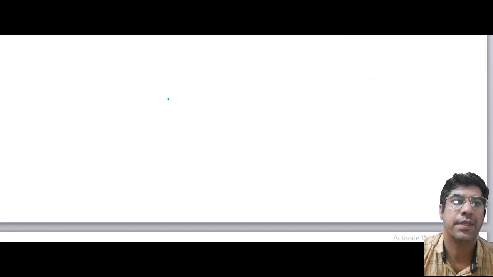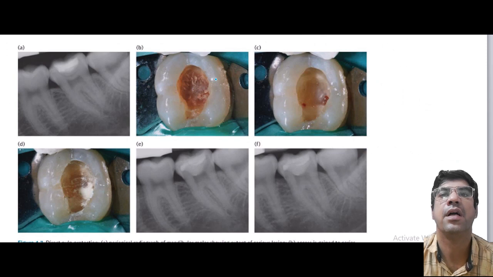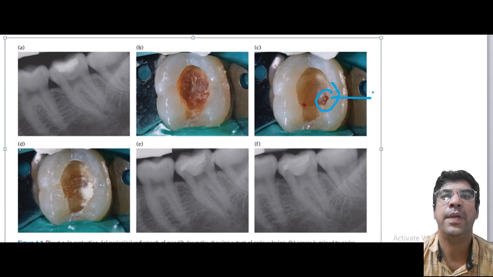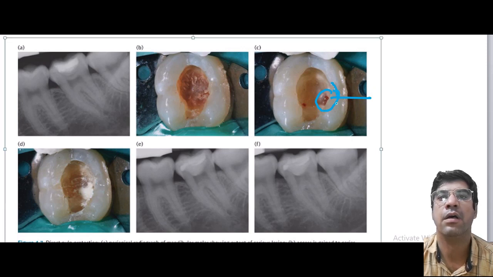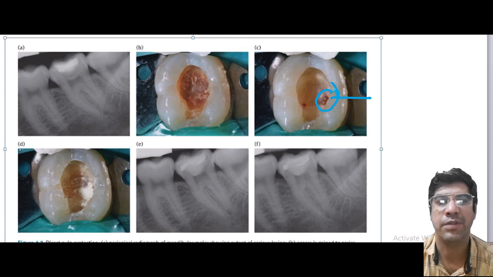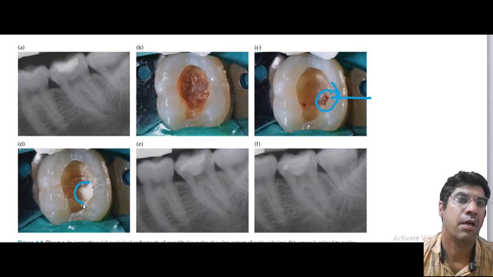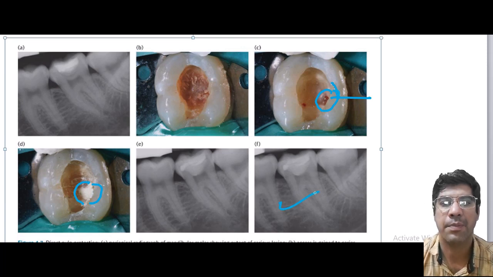Coming to the next question. This is a figure where you can see that during cavity preparation the pulp was exposed, there was minimal bleeding, and the pulp exposure was very minimal. Along with that, there was no inflammation, plus the pulp was vital. So what was done here was the direct pulp capping approach.